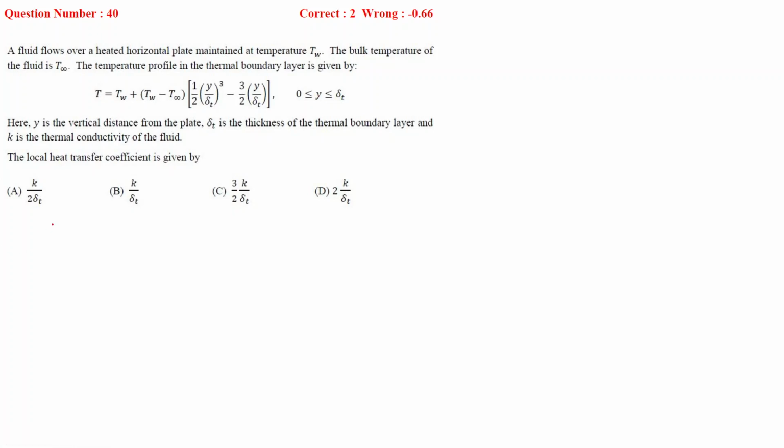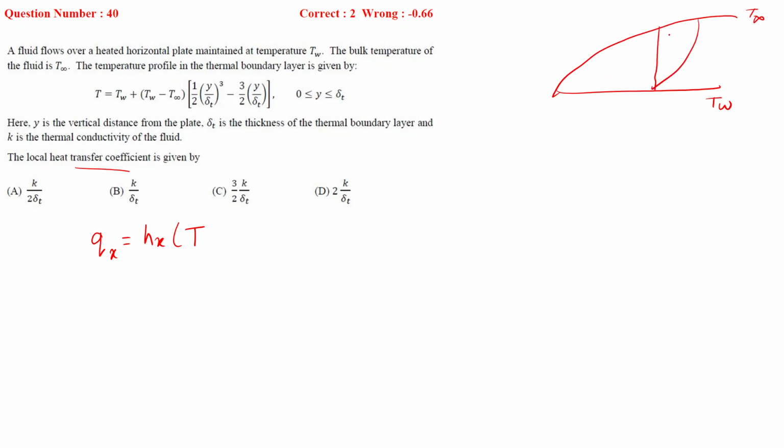Okay, so let's just solve this question online only. Here we have been given a temperature profile and we have been asked to find the local heat transfer coefficient. Ultimately, this local heat transfer coefficient we define as Q of x is equal to Hx. If we have this temperature profile as Tw and this is T infinity, this is how my velocity profile will look. And then we will be having the thermal boundary layer of thickness delta T over here.